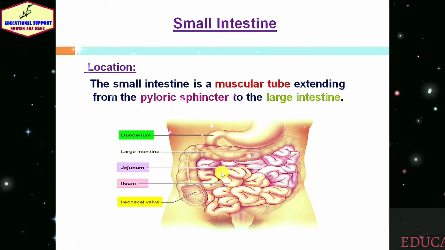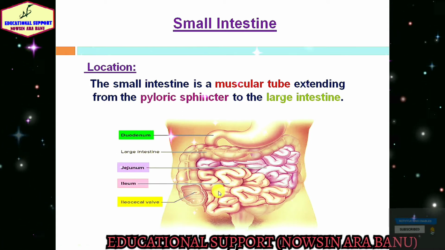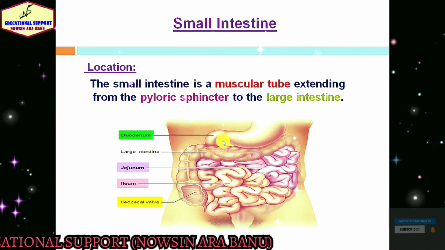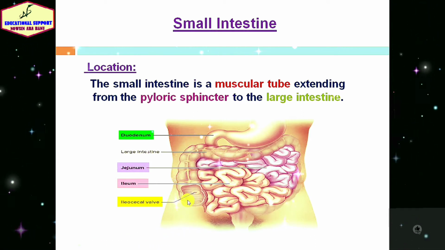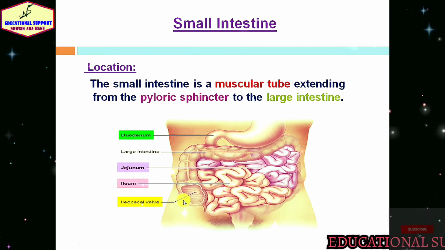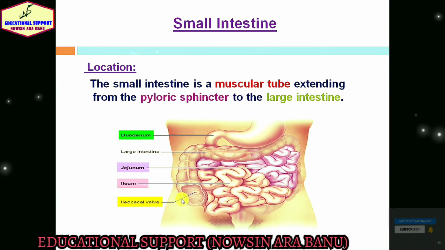It is a muscular tube extending from the pyloric sphincter to the ileocecal valve. So what is the ileocecal valve? The ileum meets the large intestine at the ileocecal valve, which joins the large and small intestine.